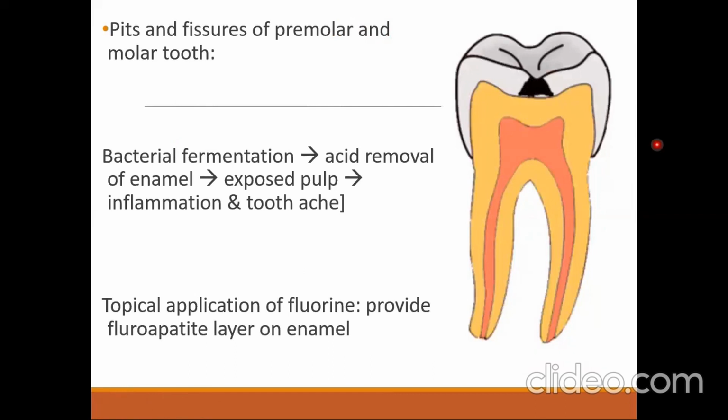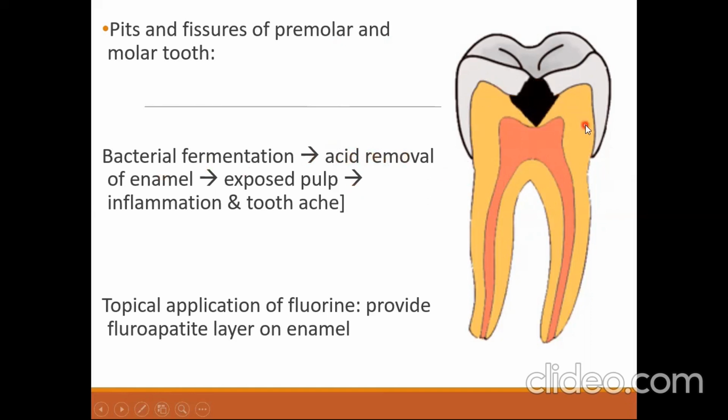What happens if there is a pit and fissures in the premolar and the molar tooth? There will be accumulation of the food particles in the pits and fissures, and the bacteria will ferment the food particles. There will be bacterial fermentation. There is a formation of the acid, right? So this acid will remove the enamel.